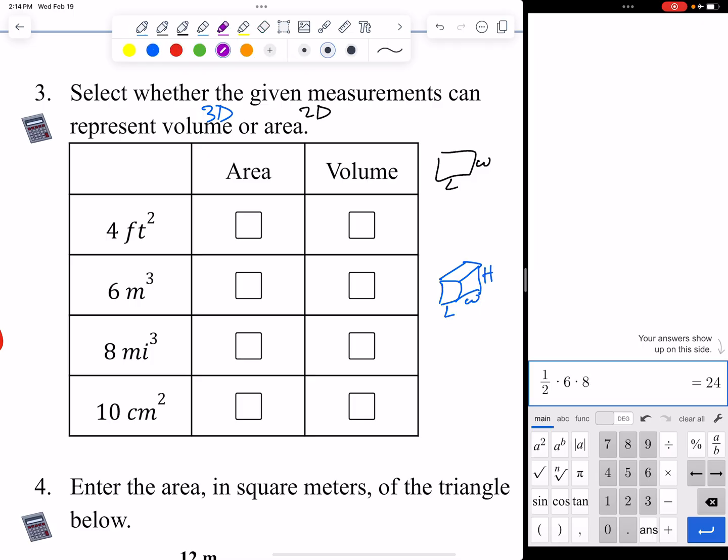So can you guess where we're going with this? If volume is 3D, then I'm dealing with an exponent of 3, whereas the area of 2D is an exponent of 2. So let's go back and fill these in correctly. Let's see, feet squared, that's area. M cubed is volume. And then miles cubed is volume. And centimeters squared is area.